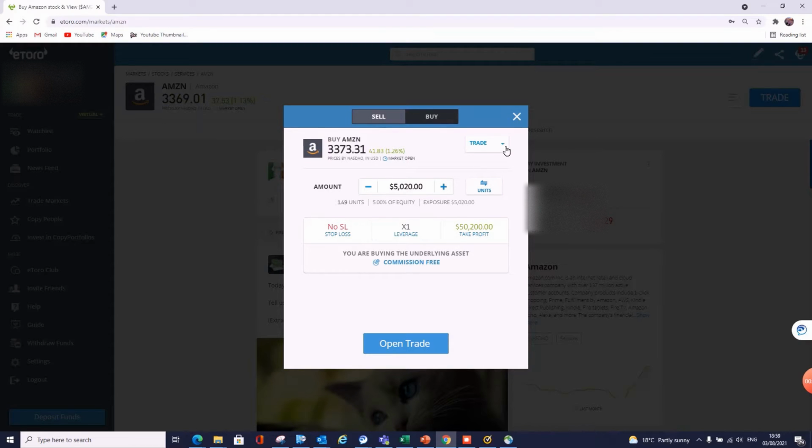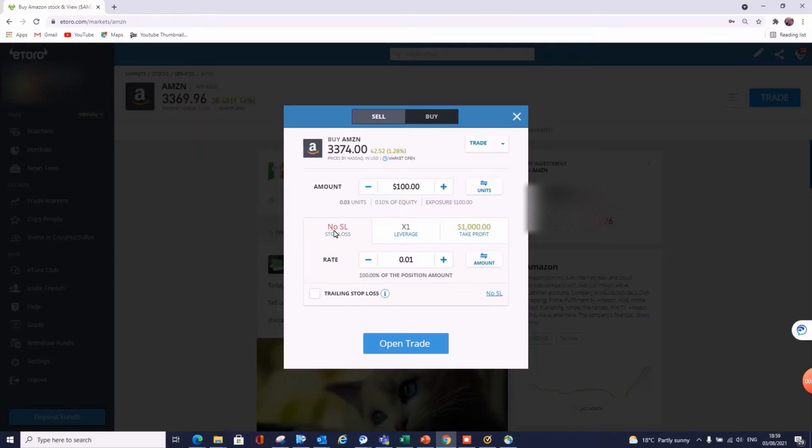So in this case we have two options. We can go trade. What is trade? Trade is when we're purchasing at the market value. So let's just say we're buying $100 of Amazon, which is a fractional share. eToro allows you to do that. So we can simply go there and you can simply click open trade. It will open for you. Before we do that though, let's look at some of the risk management features.